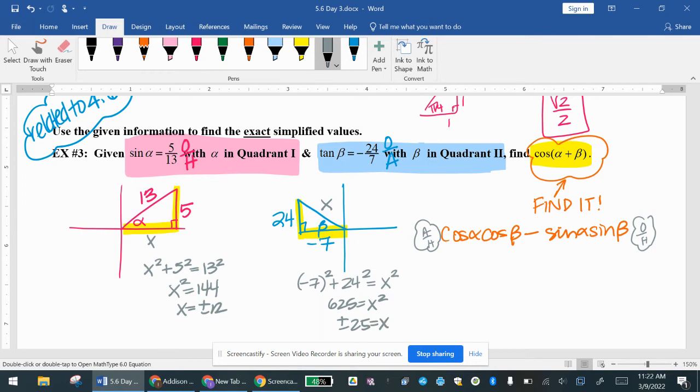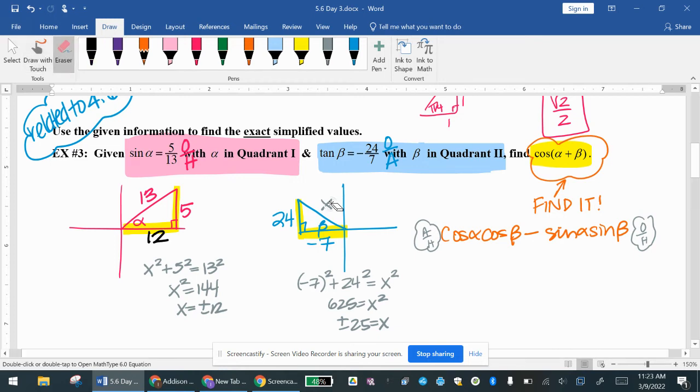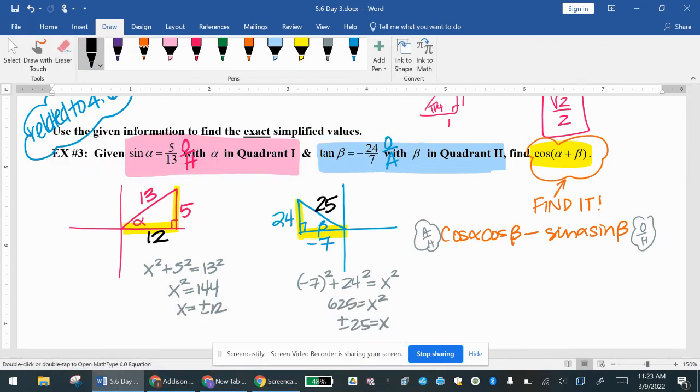Okay, so I got plus or minus 12 and plus or minus 25. But for these problems, for example, the first one, it was in quadrant 1. So that side length should be positive 12, not negative 12. And then if you remember from chapter 4, the hypotenuse is always positive. So I'm going to go ahead and use the positive 25 for the hypotenuse.